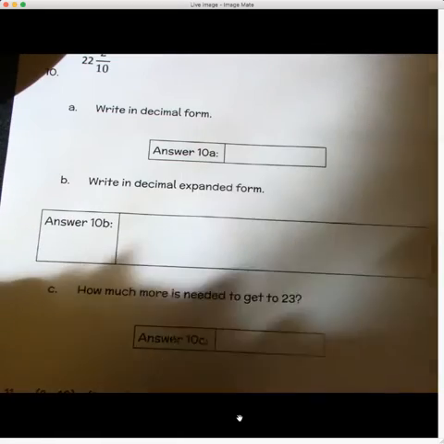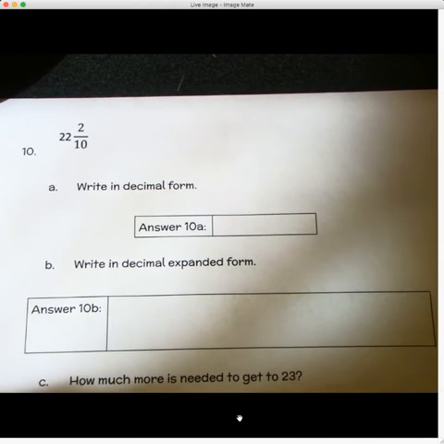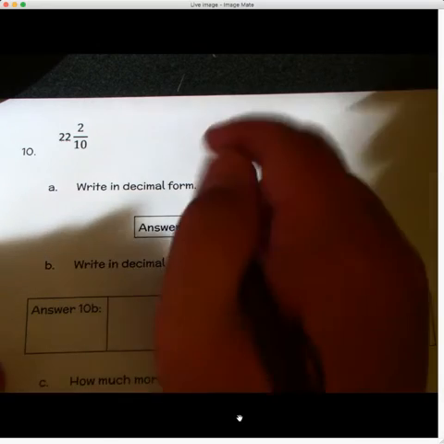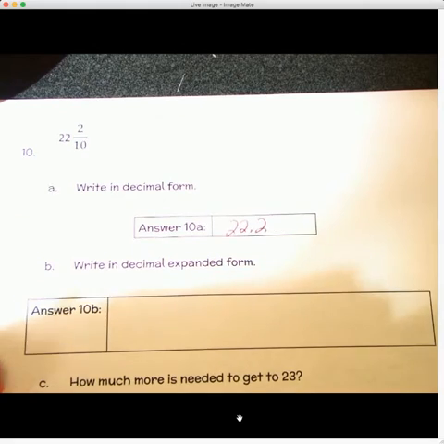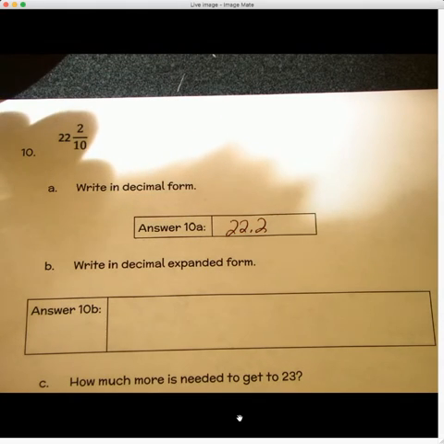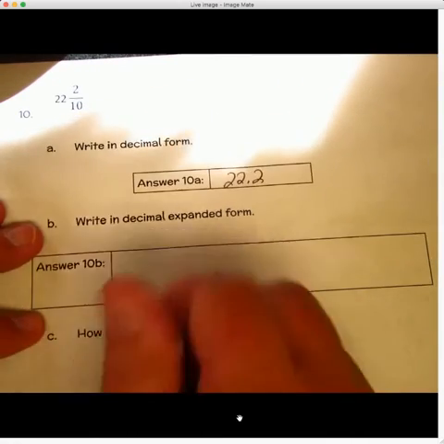Last exam, couple of examples here. Same kind of problem, except this time we've got a fraction. We've got 22 and 2/10. Writing it in decimal form, it's going to be 22 and 2/10. Sorry about all these shadows and light. That sun's shining bright in here this morning. Write it in decimal expanded form.